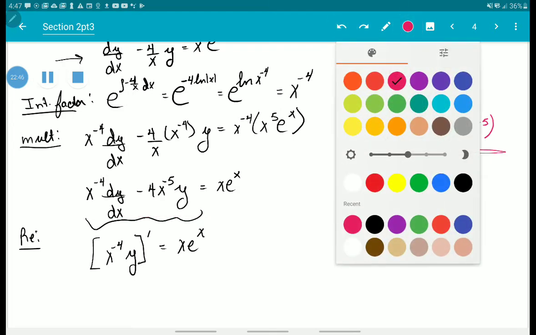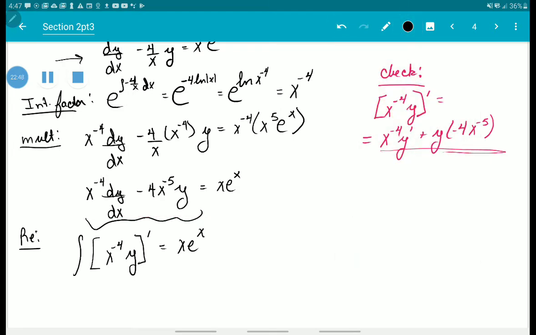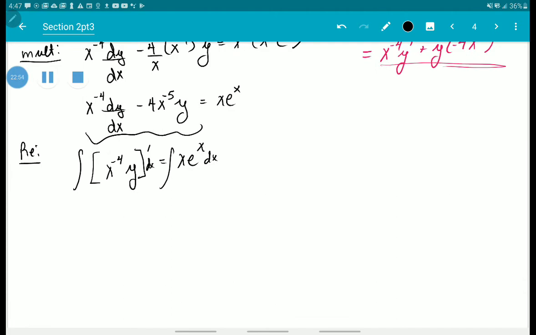So now we can go to our integrating step. Technically what's happening is we're multiplying both sides by dx, and then we're integrating. When we integrate something we want to take the derivative of, we're left with what's inside the bracket, which is x to the negative 4 times y. This is going to require by parts.